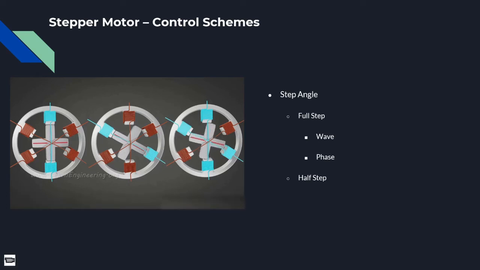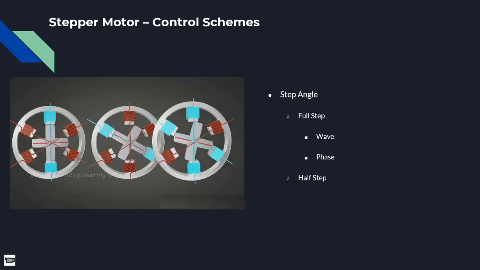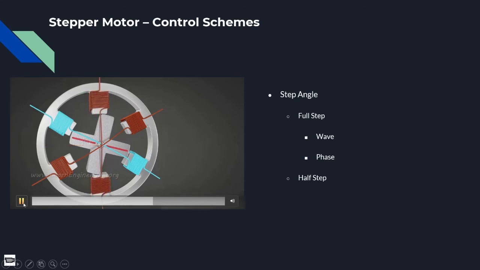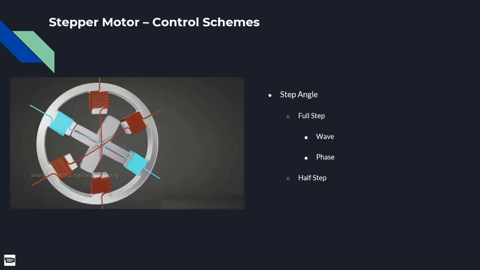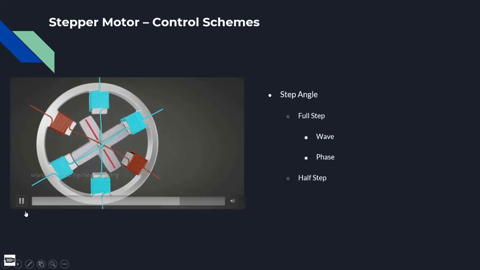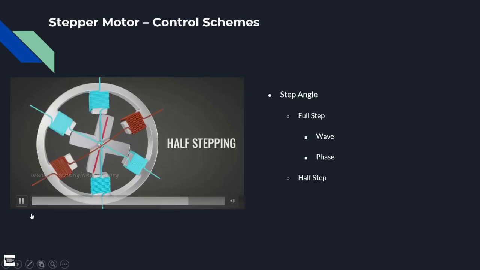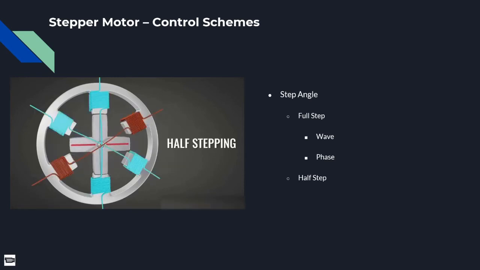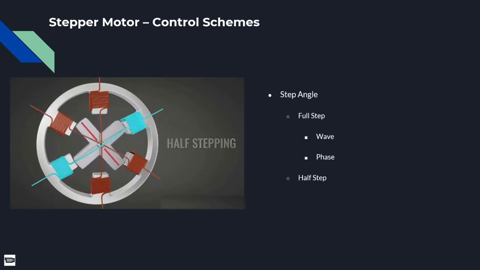Now, talking about the half step, we are going to integrate both. That means successively we are going to change the number of phases which are being energized. Initially, we will energize two and then one and then two and then one. Likewise, we will keep on shifting the number of phases being energized, which will result in the half stepping control scheme.